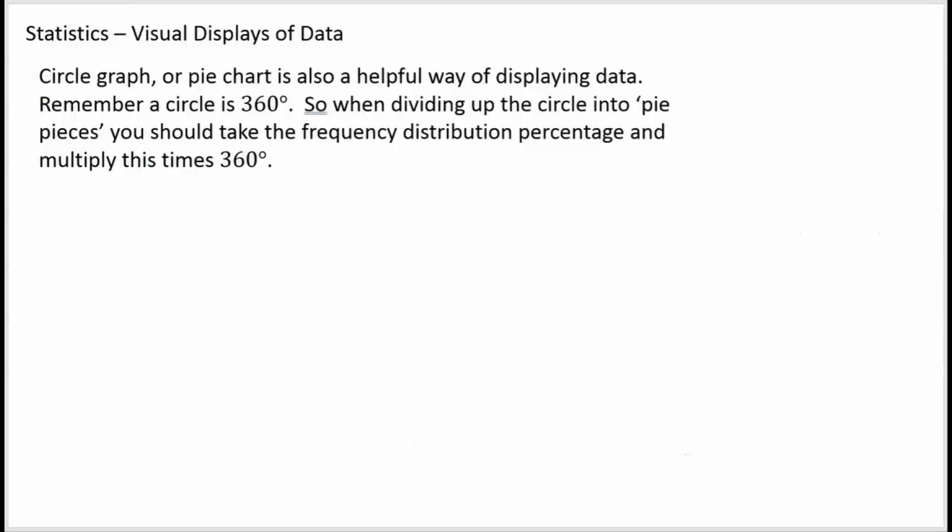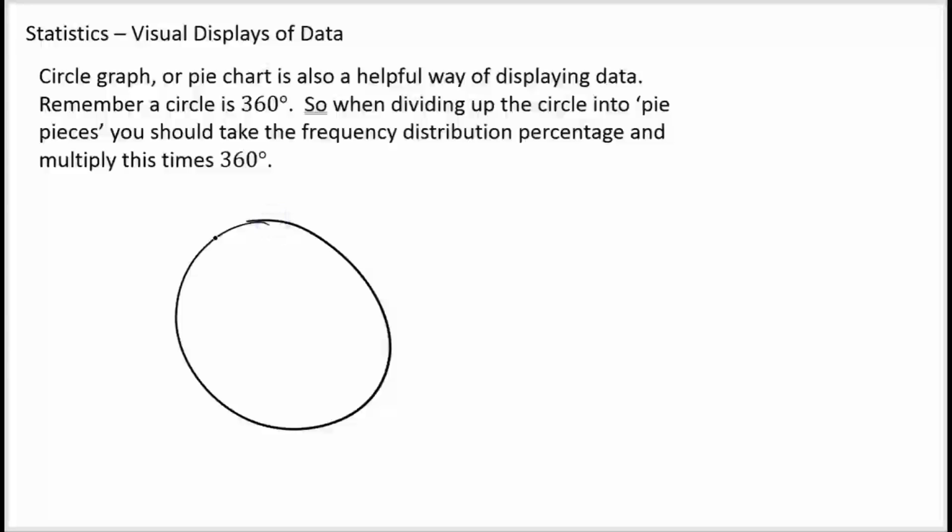Now, to discuss some more visual displays of data, you know what a circle graph is. It says, or a pie chart is also a helpful way of displaying data. Remember, a circle is 360 degrees, so when dividing up the circle into pie pieces, you should take the frequency distribution percentage and multiply this times 360 degrees. So, you know, I could draw you a circle graph. I'm sure it's probably not going to be very successful, but here we go.